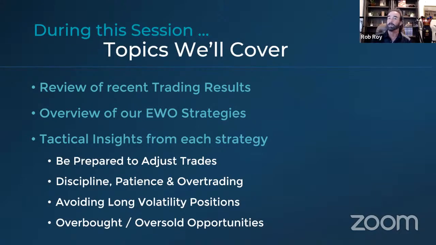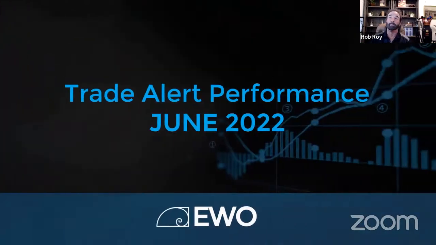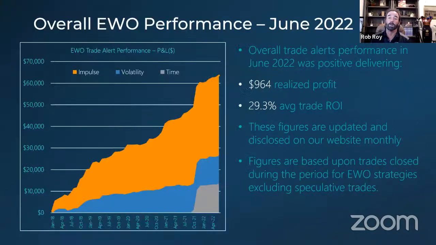I'll give you a few reasons why that is when we get to one of the strategies that is really working in that environment. And then some shorter-term things we have picked and chosen a little bit here and there on overbought and oversold conditions. Those are short-term moves, which work really well in this environment. So that's it. Let's talk about our trade alert performance for June.